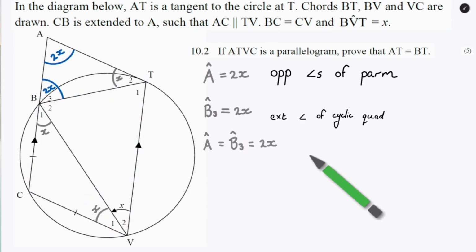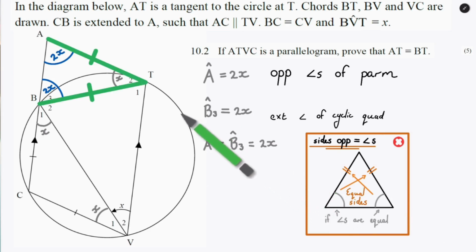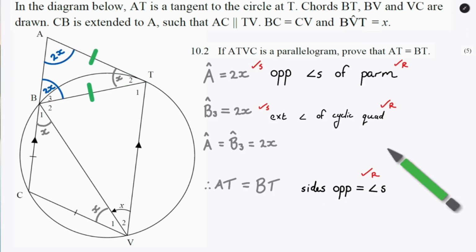Okay. And then once we've proved that both of those are 2x, it's really good to show the link between them. So just do a statement that says that A equals B3 equals 2x. You can put proven as your reason, but it does not really matter. Then after that, if the base angles are equal, we formed an isosceles triangle, and we can conclude that the sides are equal. So we've leapt to our conclusion: AT is the same length as BT. And let's have a look where the marks come from. Stock standard, statement and reason, as well as your reason for the final answer.